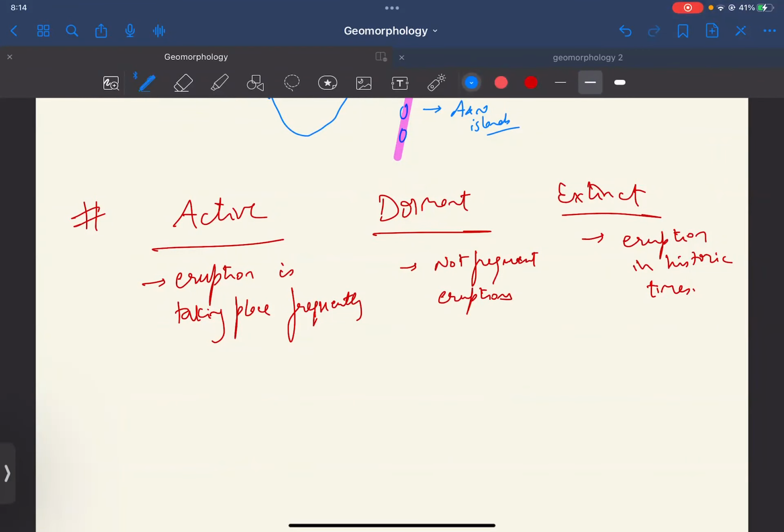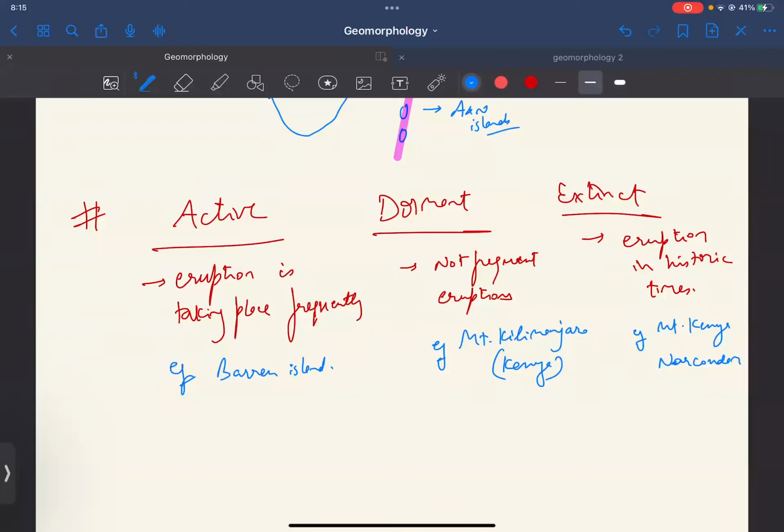डोरमेंट के एग्जांपल अगर आपको चाहिए, सो डोरमेंट की है हाँ माउंट किलिमंजारो, कनाडा में है, सॉरी केन्या. राइट. देन इसका एग्जांपल माउंट किनी है एक्सटिंक्ट का. नारकंडम है, एक्टिव के तो इतने सारे एग्जांपल्स है, बैरन आइलैंड लिख लो एक, राइट। यूजुअली बैरन आइलैंड हम मानते थे कि एक्सटिंक्ट हो चुका है, पर अभी रिसेंटली 2017-18 में ये इरप्ट हुआ था, सो अगेन इट हैज बिकम एक्टिव। कीप दिस थिंग इन माइंड.